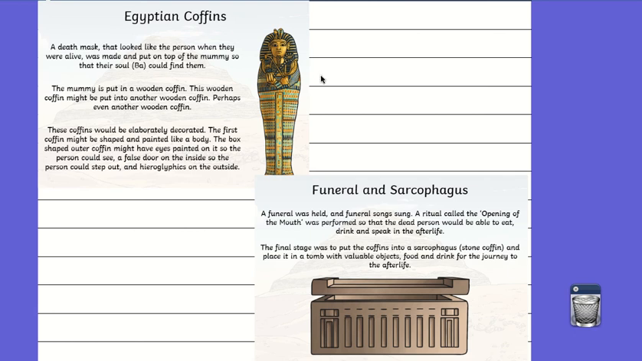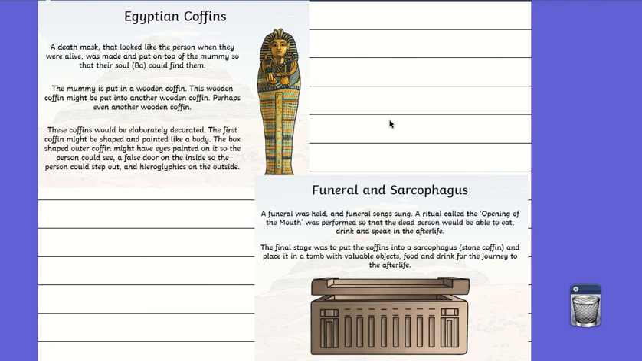So, Egyptian coffins. A death mask that looked like the person when they were alive would be made and put on top of the mummy so that their soul could find them. So this is Tutankhamun's here. And then the mummy is put into a wooden coffin, and the wooden coffin might be put into another coffin, and perhaps even another one after that. These coffins would be decorated beautifully and elaborately. The first coffin might be shaped and painted like a body. The box-shaped outer coffin might have eyes painted on it so the person could see, a false door on the inside so the person could step out, and hieroglyphics on the very outside.